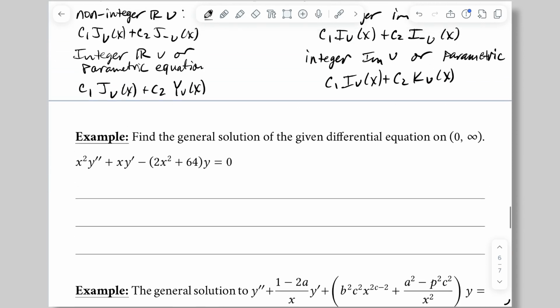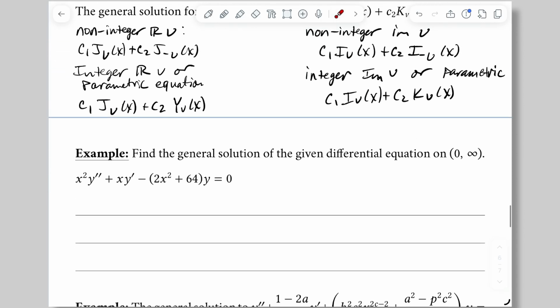And now we'll just see what this looks like in practice here. We have the differential equation x squared y double prime plus x y prime. Hey, that's Cauchy-Euler-esque. Minus the quantity of 2x squared plus 64 times y is equal to 0. Because we have 2x squared, we can identify alpha as the square root of 2. We don't bother with the negative because the negative would just get washed out in our work. And nu, because we have this plus 64 in here, nu is equal to plus or minus 8i.